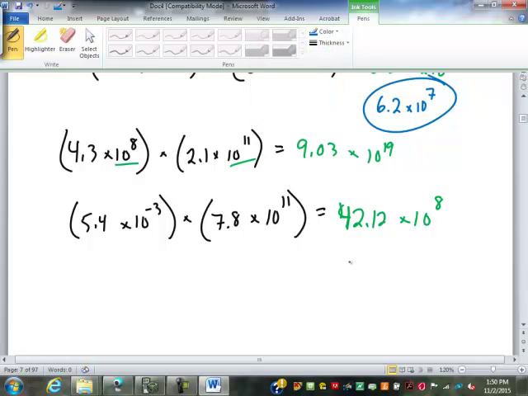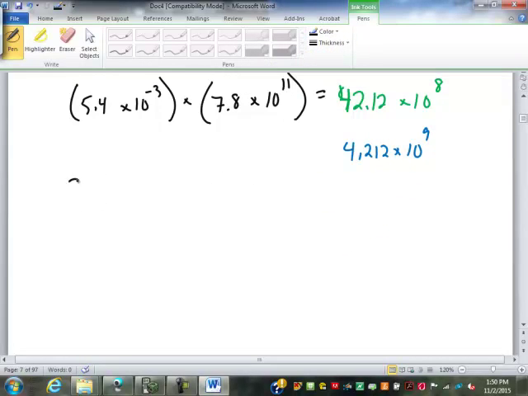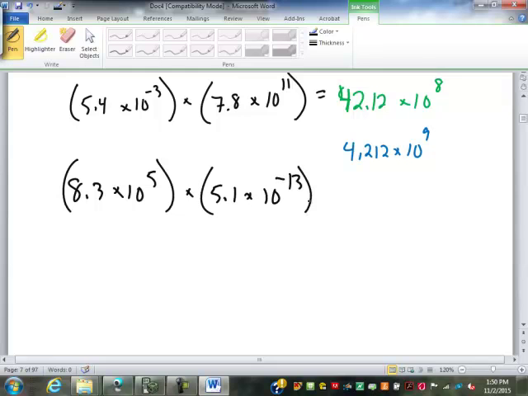But we do have to move the decimal point to make this 4.212 times. The number got smaller, the power gets bigger, so 10 to the 9th. Very good. So try this one in your notes. See what you come up with.